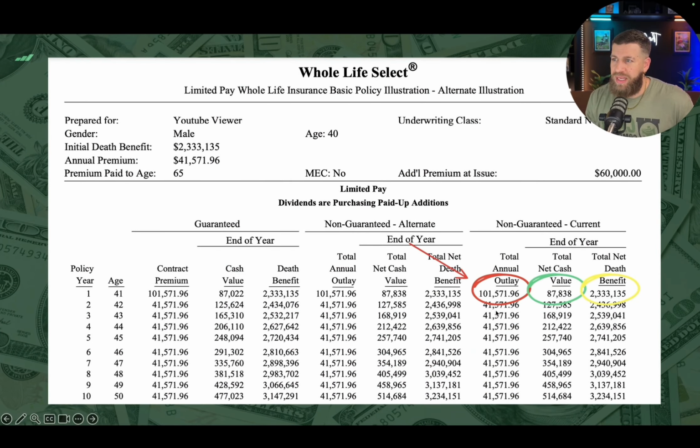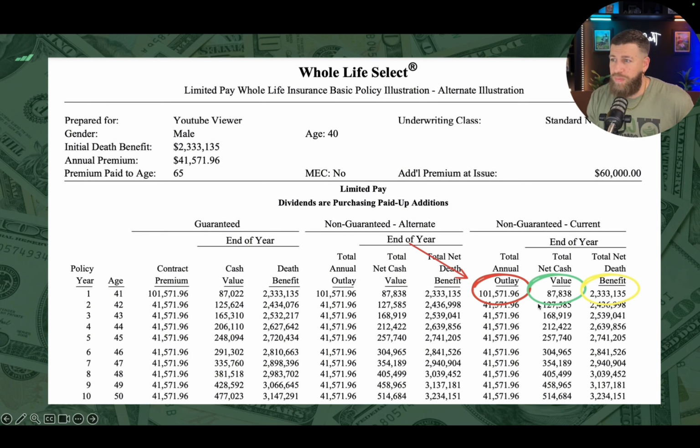Now, if you take a look here in the first year, you'll see a premium of $101,572. I'm gonna round up 4 cents here, and a death benefit for this 40-year-old of about $2.3 million. Now, that's tax-free. Now, the cash value is around $87,000 to $88,000. And the policy owner can borrow up to about 96% of that amount. So like I said, a little more than 80% is available for immediate distribution of whatever you want to go take that money and do with.